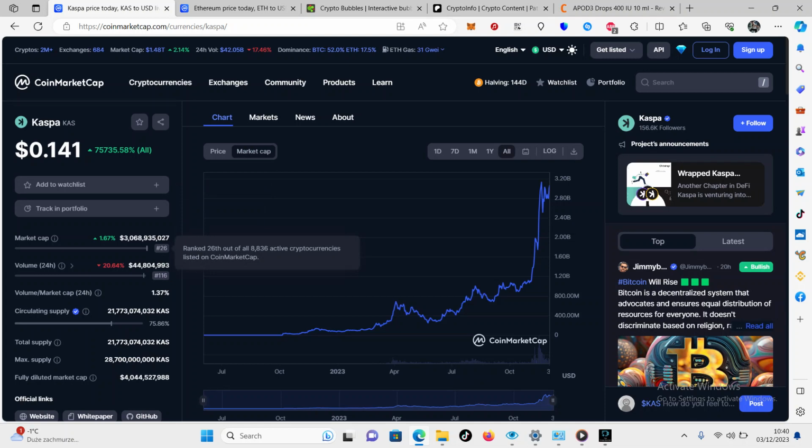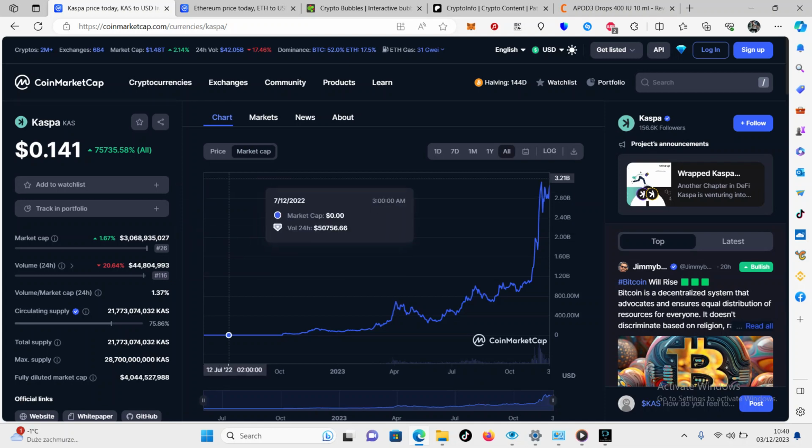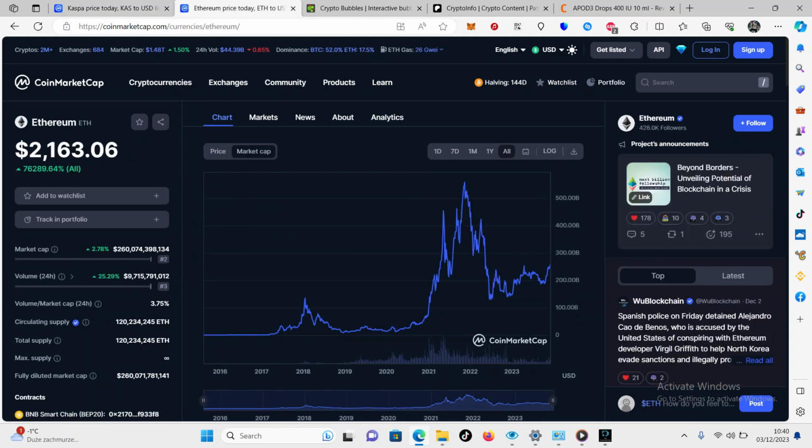Okay, so I want to just show you something very quickly about Ethereum's top market cap going into the bull run. Ethereum's top market cap going into the bull run was 554 billion, guys, which was absolutely crazy. That was back on the 8th of November 2021. We can see that there on the graph.